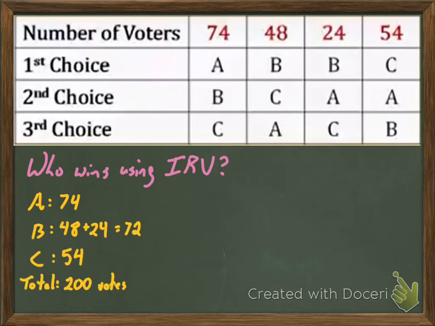A has 74 votes. B has 48 plus 24, which is 72 votes. And C has 54 votes. So that's all of the choices for first place. And there were a total of 200 votes.